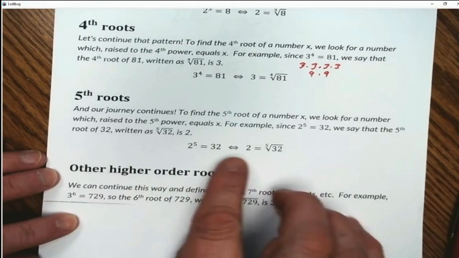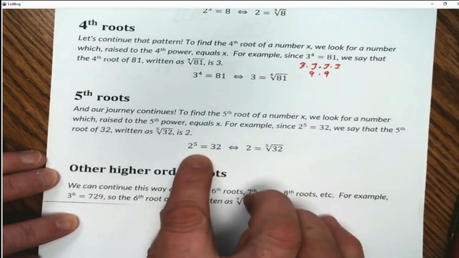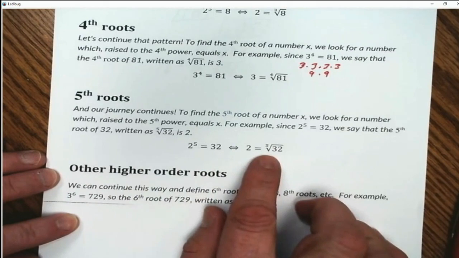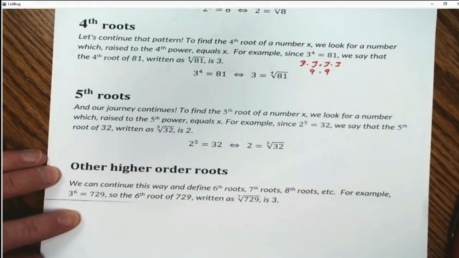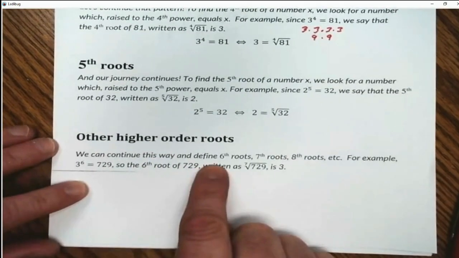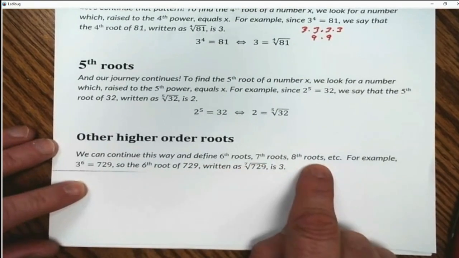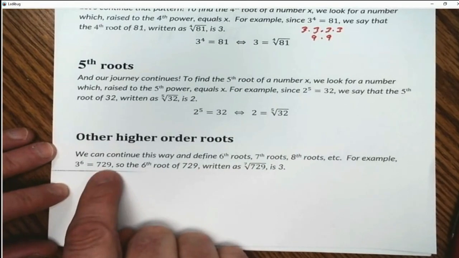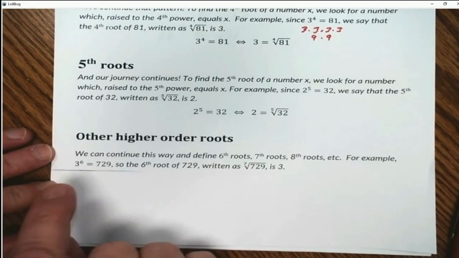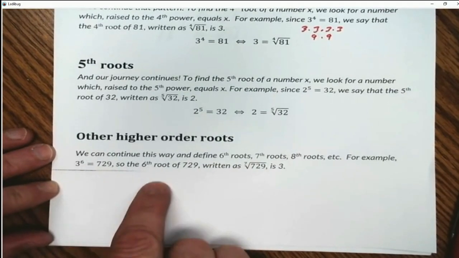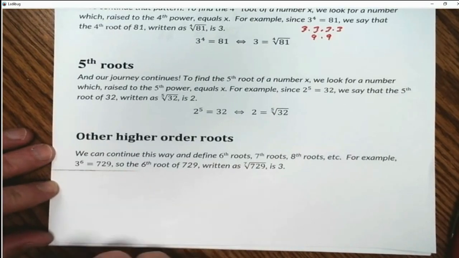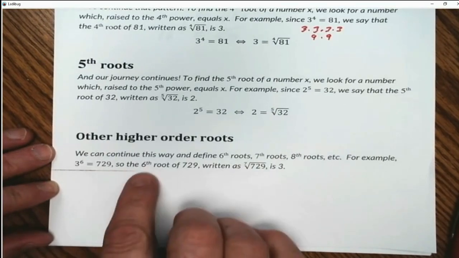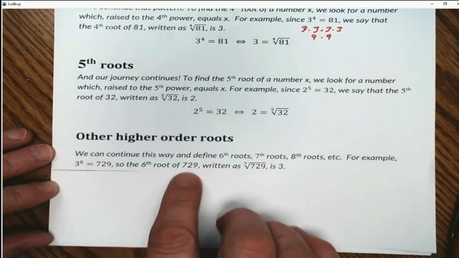So those are opposites. If we raise something to the fifth power or take the fifth root, that's how it works. And it continues on for sixth, seventh, eighth. It doesn't matter what root we went to. 3 to the sixth power is 729, because if you multiply 3 times 3 times 3 times 3 times 3 times 3, you'll get 729. So the sixth root of 729 is 3.